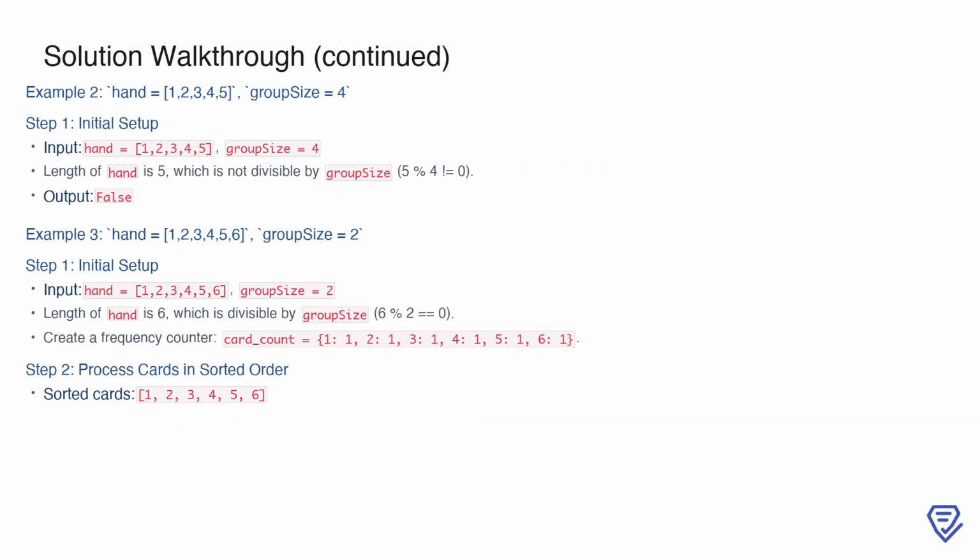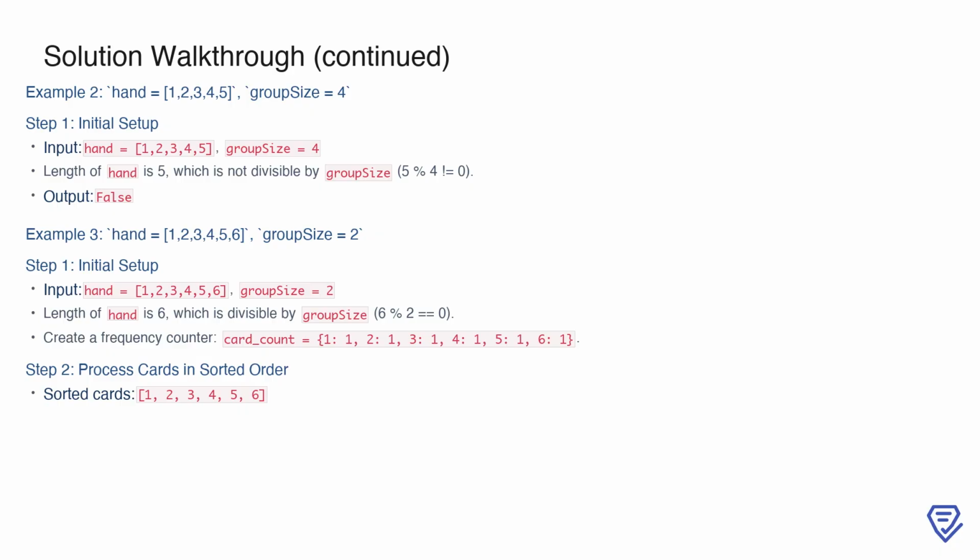In the second example, the hand is 1 2 3 4 5, with a group size of 4. The length of the hand is 5, which is not divisible by the group size. Since it's impossible to form groups of equal size, the output is false.